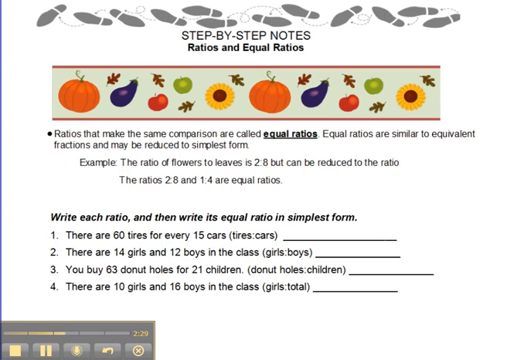You can use equal ratios to represent the same amount. Ratios can make the same comparison. We call them equal ratios. Equal ratios are similar to equivalent fractions, and they can be reduced to simplest form. For example, the ratio of flowers to leaves is 2 to 8, but it can be reduced to 1 to 4. The ratios 2 to 8 and 1 to 4 are equal ratios.